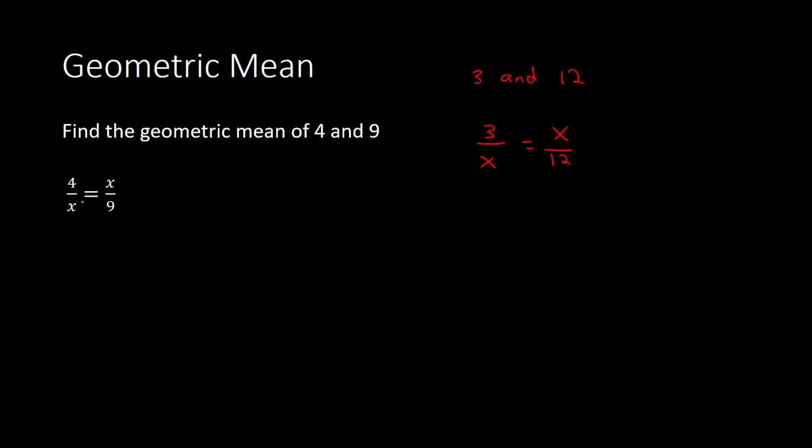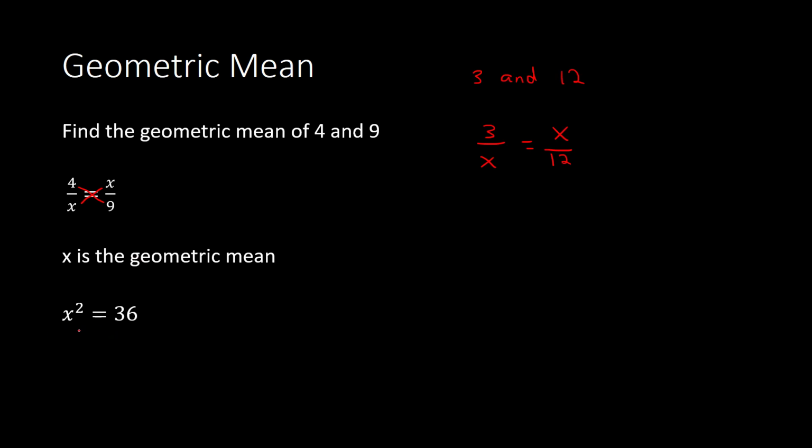I can solve by cross multiplying. I have x times x, which would give me x squared, equals 4 times 9, which would be 36. So x squared equals 36, and then whatever x is equal to, that is going to be what the geometric mean is. So here, x squared equals 36.